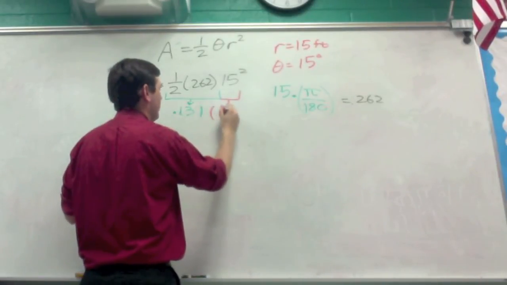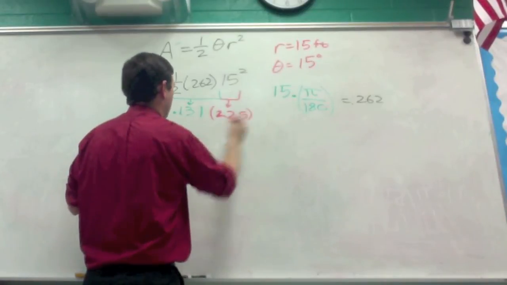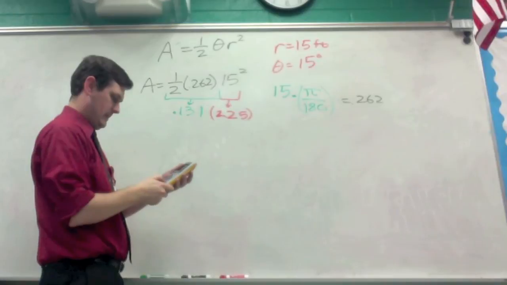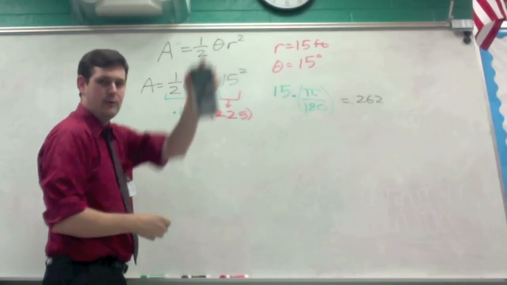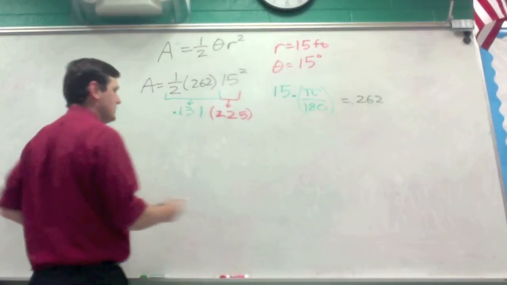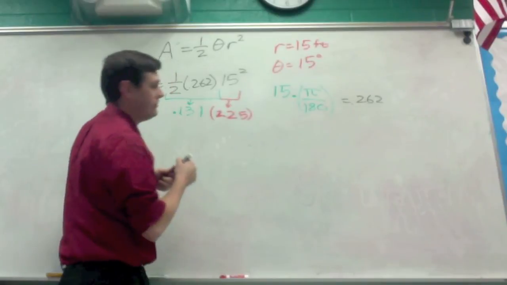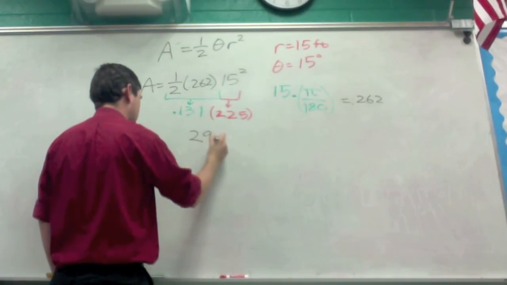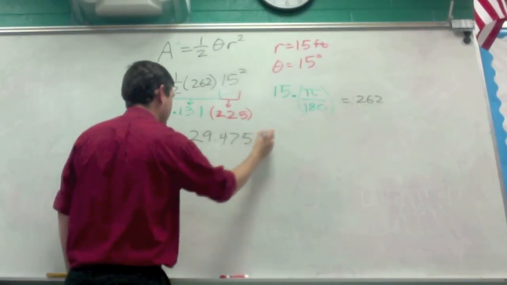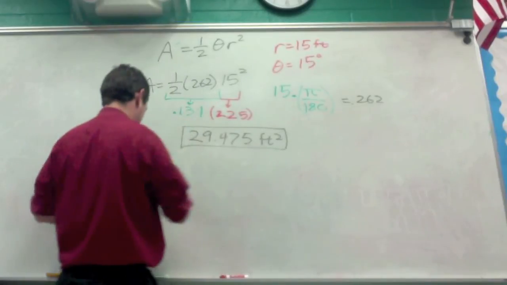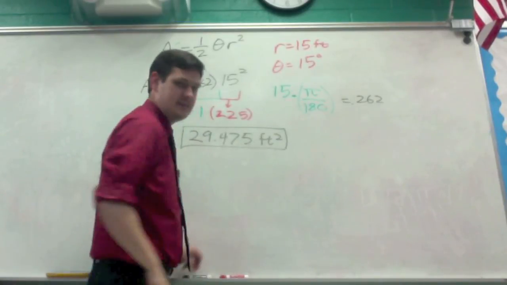So we got 0.131 times 225, which is 29.475. And what's the units? Well, it's feet, and it's area, so it must mean it's square feet. So 29.475 feet squared. Easy peasy lemon squeezy.